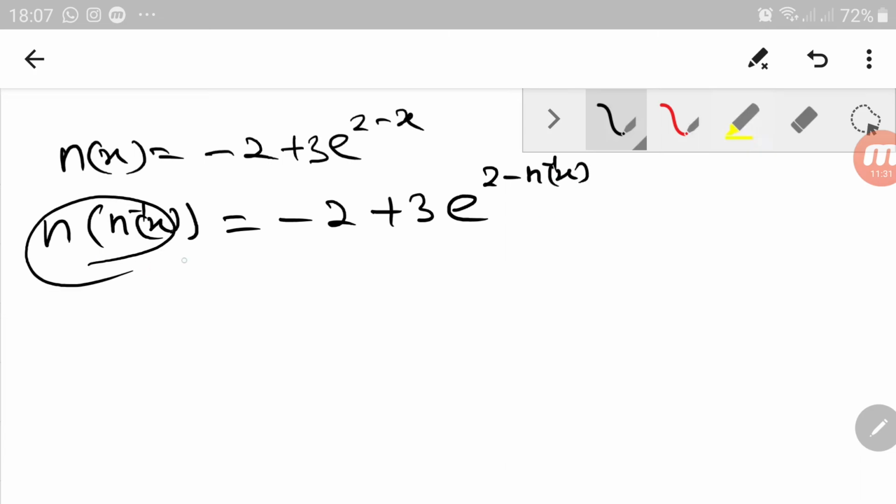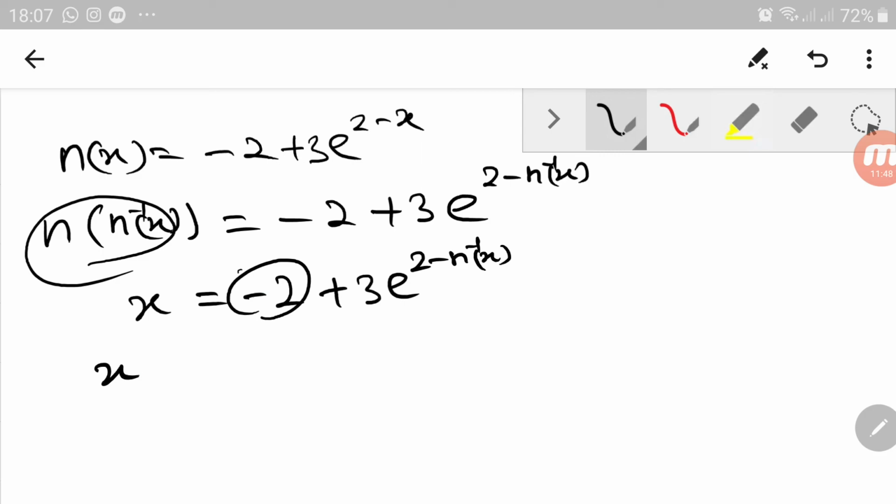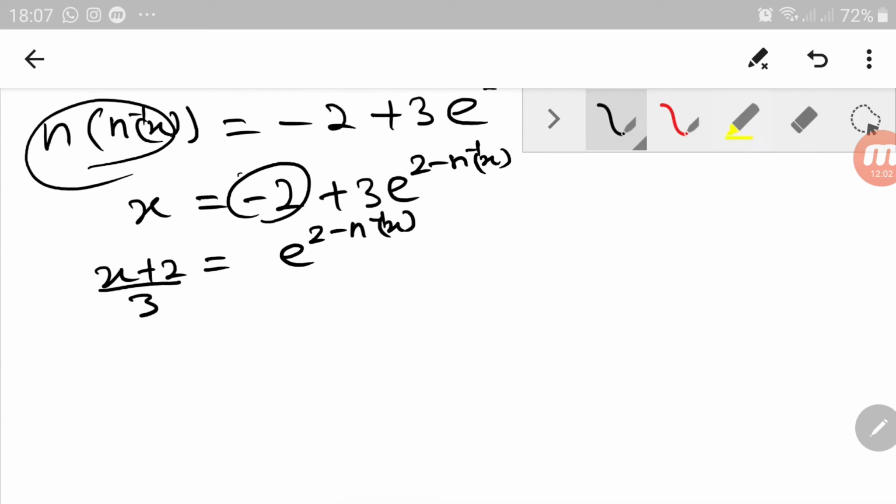Okay, and then we apply the rules of inverse. Now x equals minus 2 plus 3 exponent of 2 minus n inverse x. Now this minus 2 can vanish, go over there, become plus 2, and then I bring 3 over there. Easy. Now we have it as exponent.